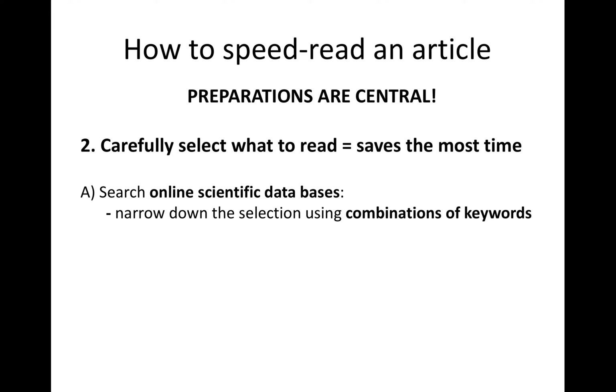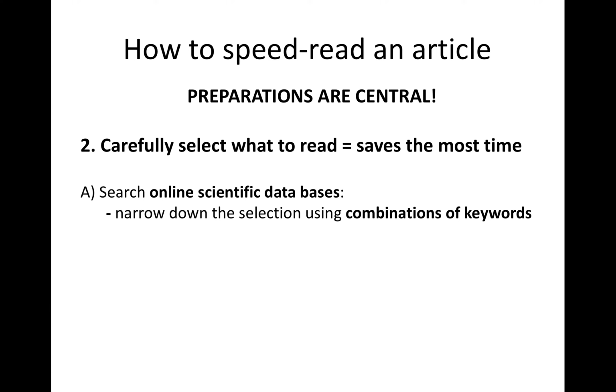Secondly, it's important to carefully select what to read, which scientific articles to read. And this will save you the most time, I would say. The first thing you should do here, when you're searching for new articles to read, is to search online scientific databases that contain and list scientific articles. You then narrow down the selection of potential articles to read using combinations of keywords or search phrases. And I will talk in another movie about using online databases.